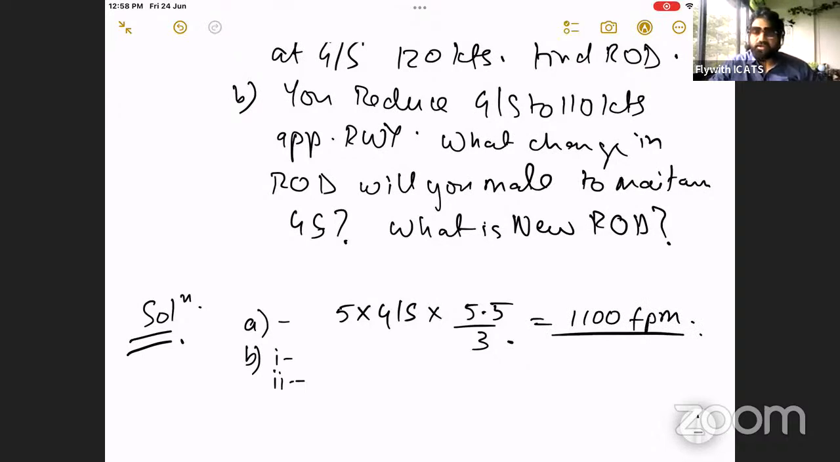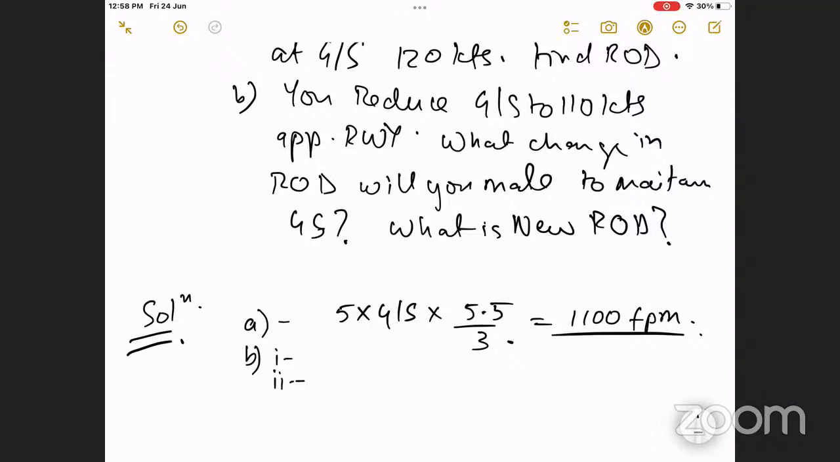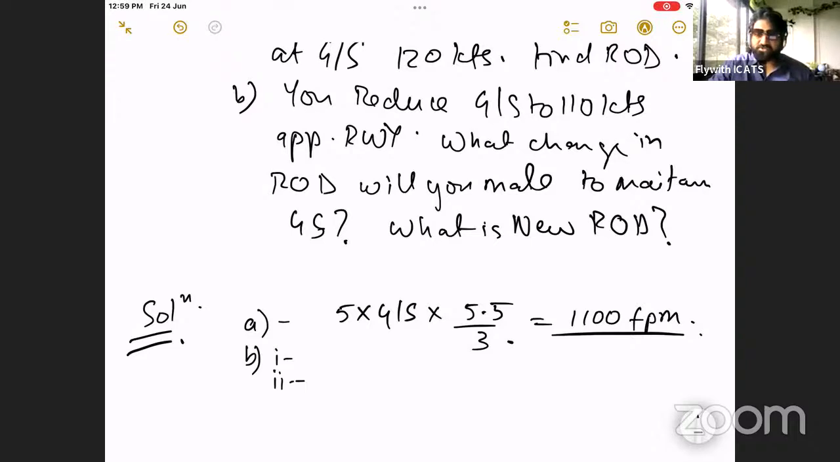Swati, what mistake did you make? Did you take 5 as the glide slope? Read the question. 5.5 is given. Sir, I took 100 ground speed. Why 100? It's 120 knots. By mistake, sir. Yes, it's okay. Correct your mistake. Lakshya, actual ROD is correct.